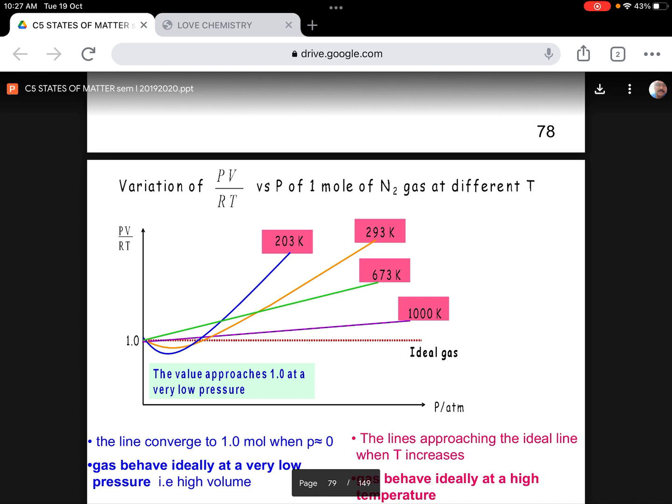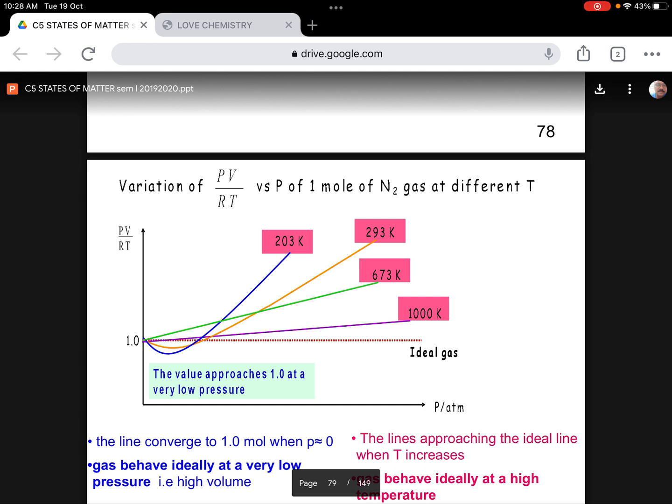We look at the graph interpretation. We plot a graph of PV over RT versus P, and PV over RT equals 1 because we take 1 mole as a standard, 1 mole of nitrogen gas for example, at different temperatures. As students can see, we have 4 different temperatures here. As the temperature increases, the line becomes closer to 1. That means the value approaches 1.0 as the pressure becomes very low. Meaning to say, at very low pressure, the gas behaves ideally or almost ideally.